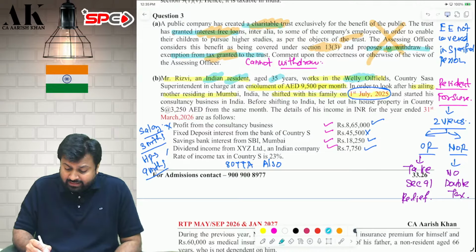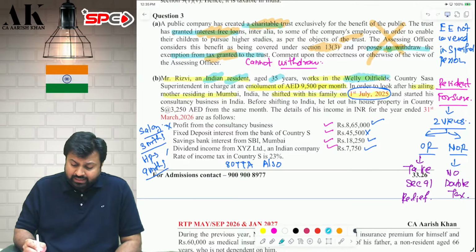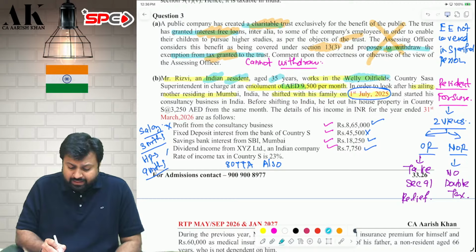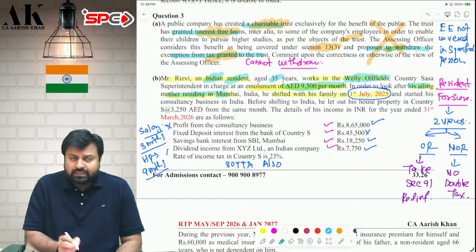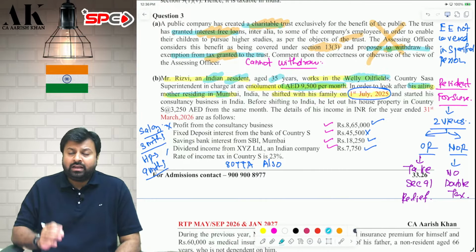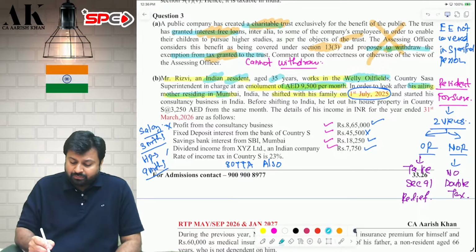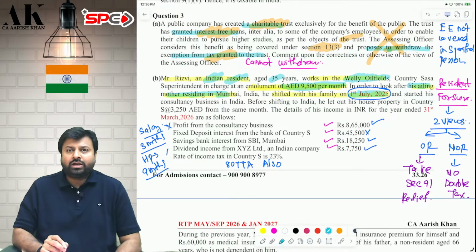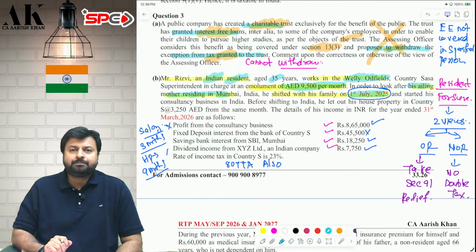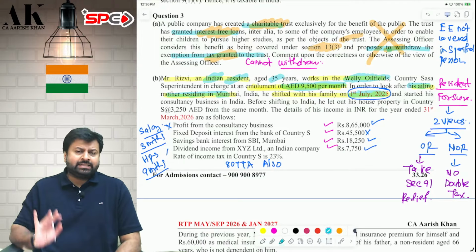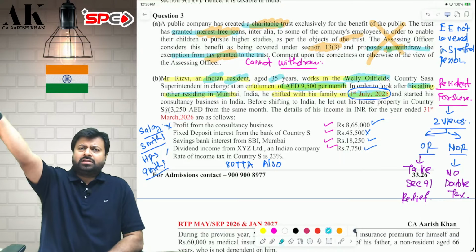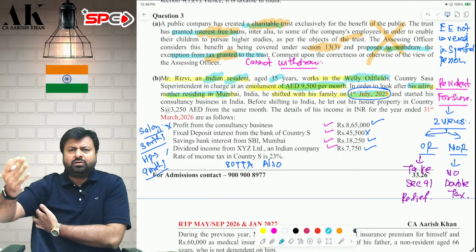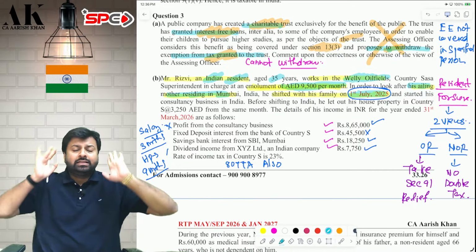He was working in Valley oil fields in country Sasa as a superintendent, and he was earning AED 9,500 per month. Now, his mother was not well. His mother is staying in Mumbai. She was not well. So he left everything and came back to Mumbai. He shifted to Mumbai on 1st of July 2025 permanently. Now definitely he is a resident because he is coming to India on 1st of July. So from 1st of July till 31st of March, obviously he is staying for 182 days or more. He is definitely resident. There is no doubt about it.